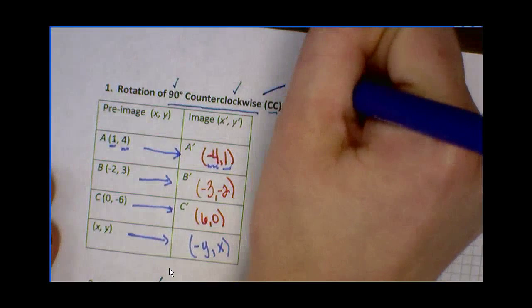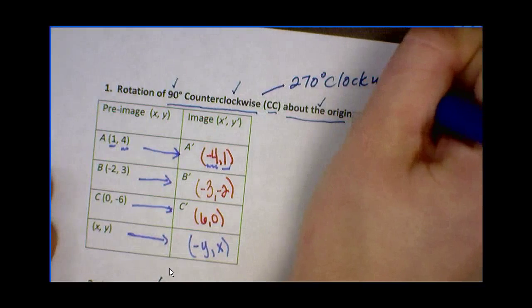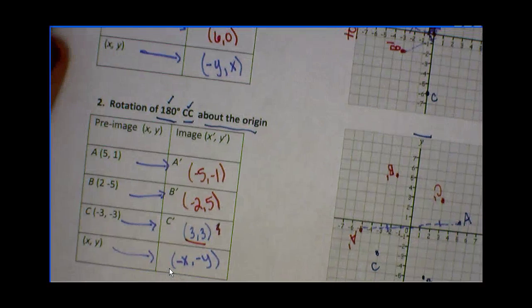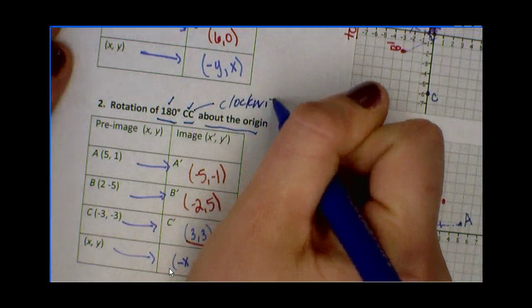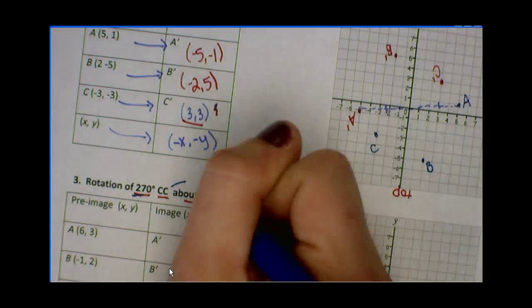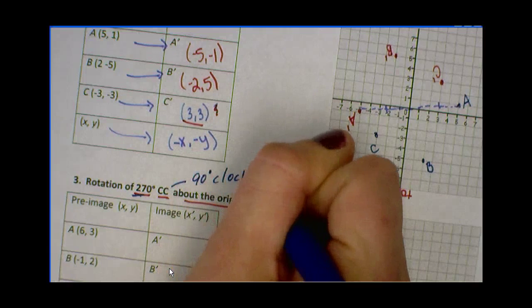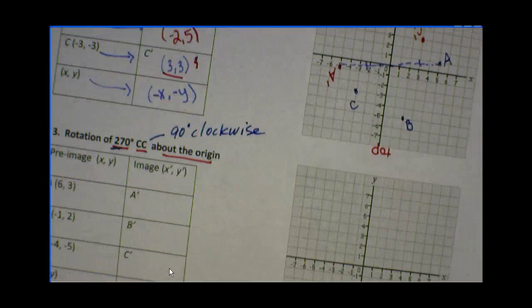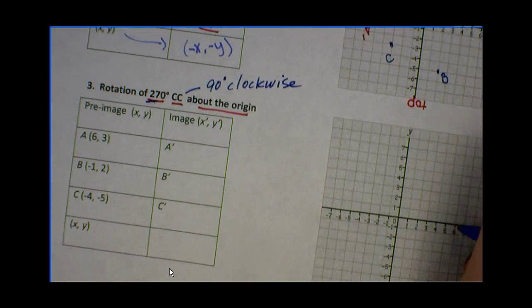That would be 270 degrees clockwise. Right. So I just want you guys to realize that by doing these 3, this one is really the same as the clockwise. We already established that. So 270 degrees counterclockwise about the origin would be the same as 90 degrees clockwise. So just realize that these can go either way. It's just that 90 degrees in one direction would be 270 in the other direction.